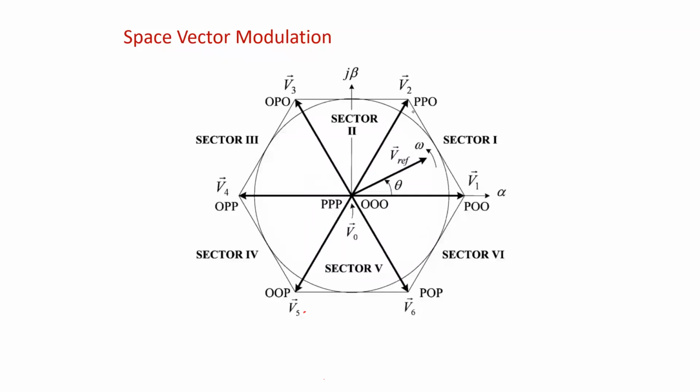So in the previous class, we generated the space vectors for two-level inverters. There are 8 space vectors. Out of that, 6 are active and 2 are zero vectors, which will not produce any output voltage, where the magnitude is 0, right?